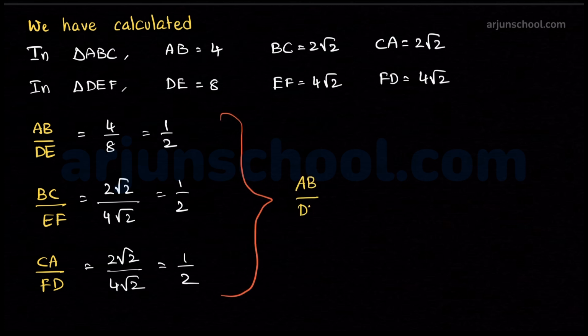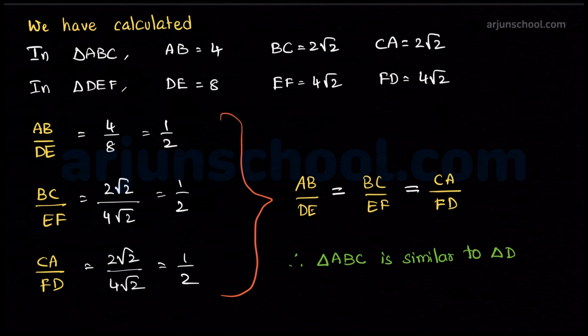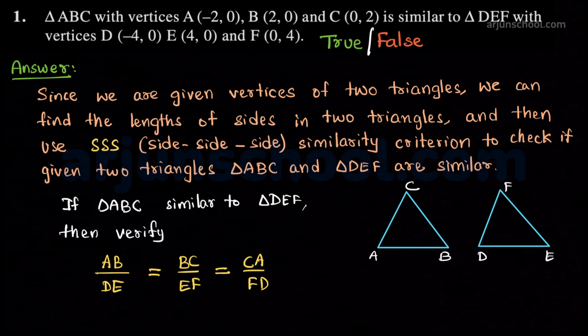From these 3 ratios, we can say that AB by DE, BC by EF and CA by FD are all equal. Therefore, triangle ABC is similar to triangle DEF. Therefore, the given statement is true, and that is our final answer.